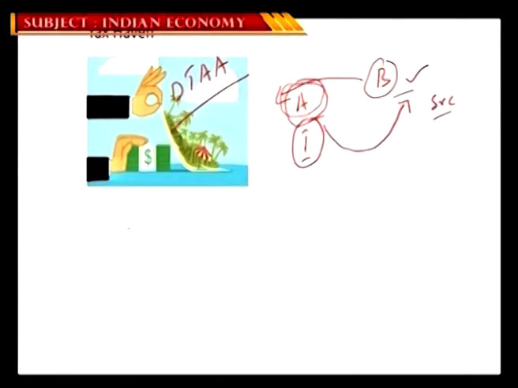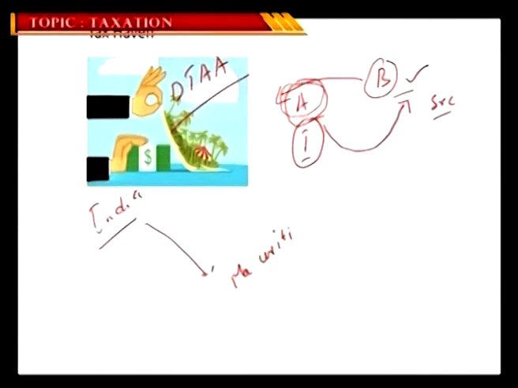Now imagine a problem. Take the case of a country like India. If it happens to make a double taxation avoidance agreement with a country like Mauritius, which is a tax haven, but we don't have any similar kind of agreement with the United States of America, what do you think will be the problem?